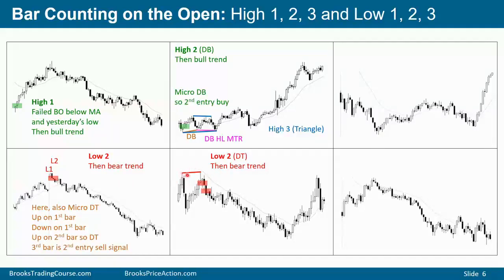Below the moving average, we have a double top below the moving average. So low 1, low 2, micro double top. You can call this low 1 and below there, low 2. Every double top is a low 2. And this one, the second high, subdivided into a smaller low 1, low 2.